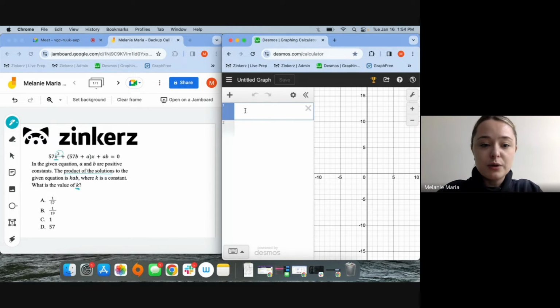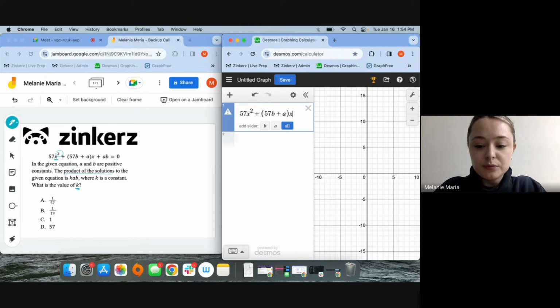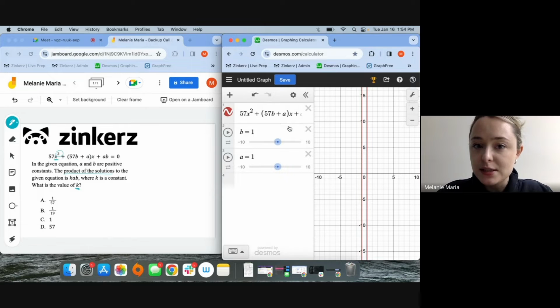The first thing I'll do is type in my equation exactly how I see it. And whenever I say that, I really just mean typing it in. If you see some parentheses, put them in. That's what I'm doing here. And then you'll see this little pop up that will prompt you to add a slider for A and B. I'm going to click all here. And really what that means is don't be scared of it.